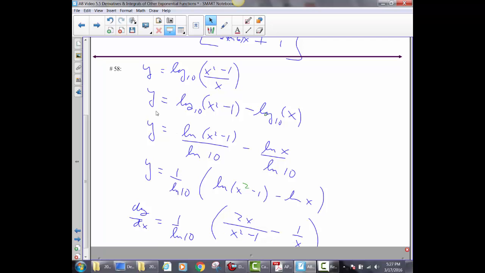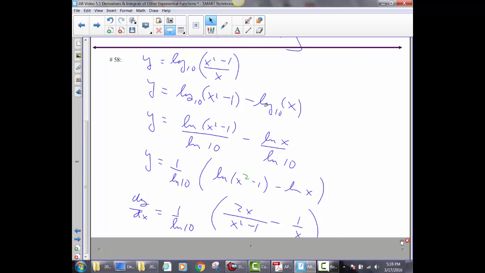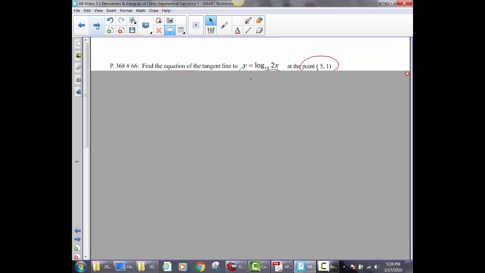Now we'll take the derivative. Notice how many steps before we actually start taking the derivative. So the derivative of, it's 1 over ln 10. The derivative of the ln of a thing is 1 over the thing times the derivative of that thing. Same thing here, derivative of, and there's your answer.